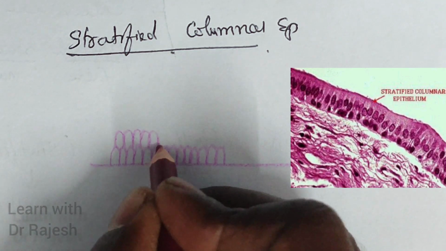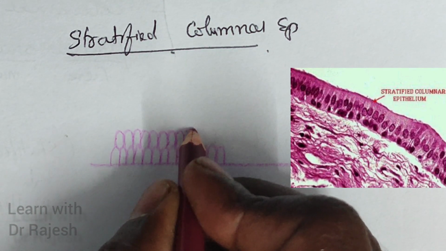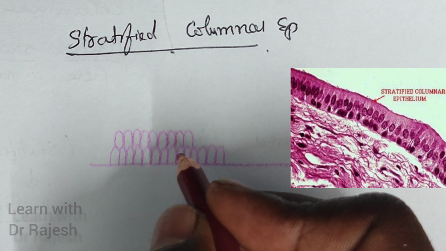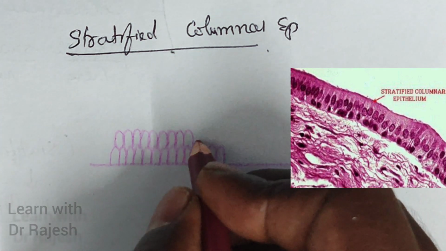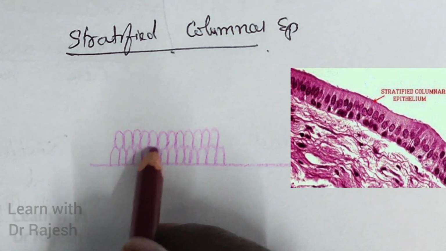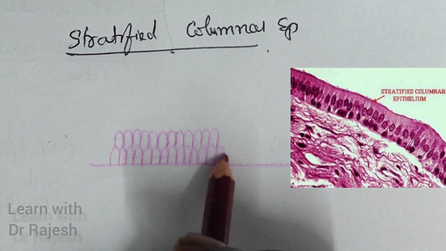So this type of epithelium is very rare in humans. Usually it is found only in some large excretory ducts and in places such as the conjunctiva and in some parts of the anal canal. So only in these places you can see this type of epithelium, the stratified columnar epithelium.